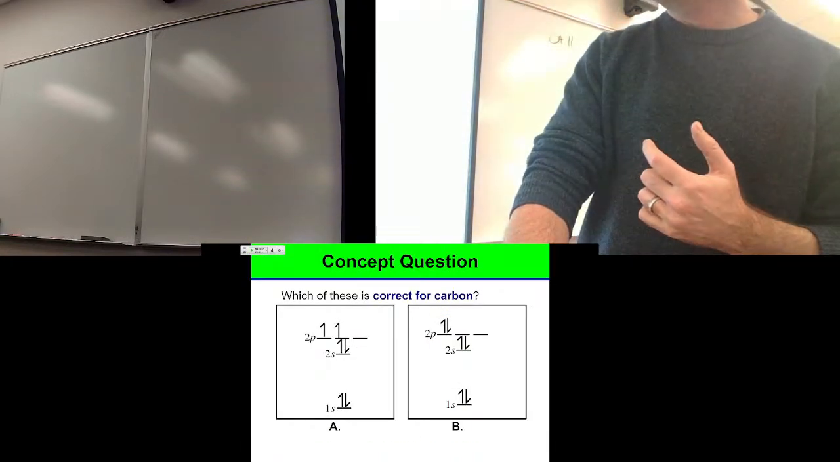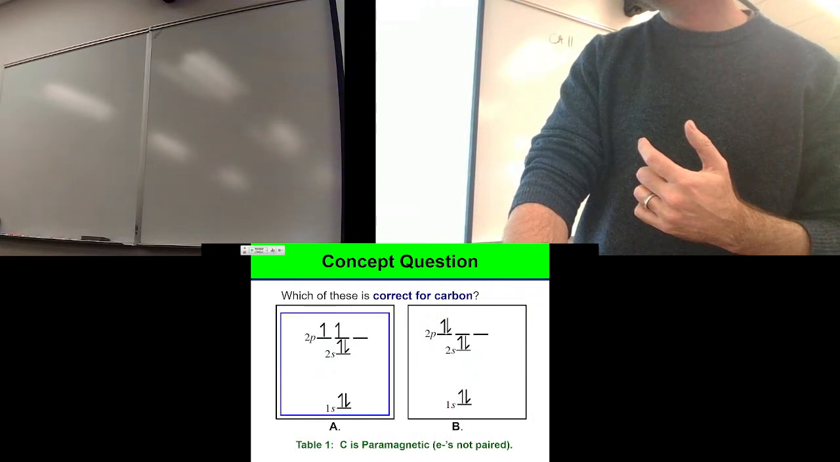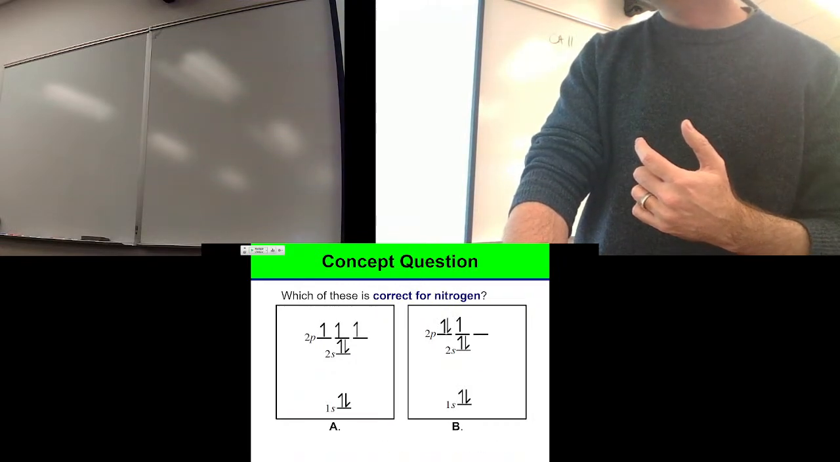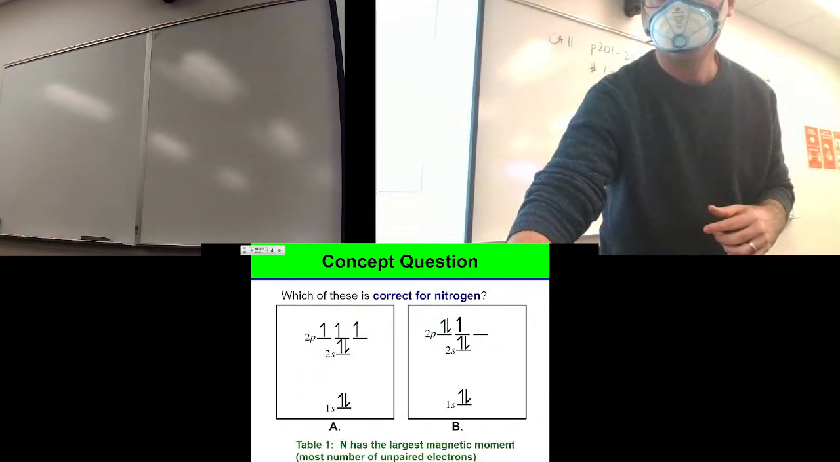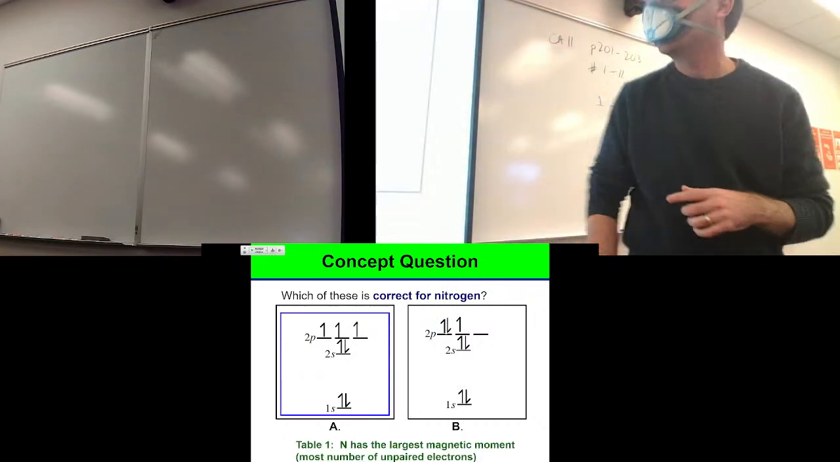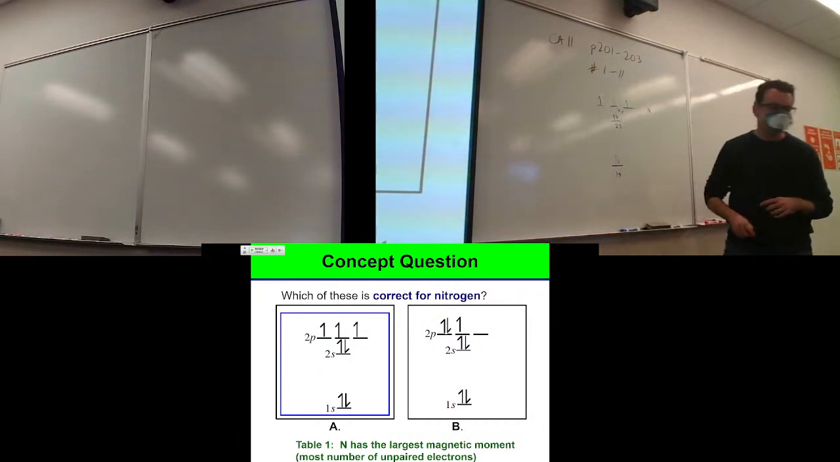But we looked at carbon. That's carbon right on the left. Which one of these is correct for nitrogen? I'm just going to show you the answer because we kind of looked through that. It's still on the board right there. A.